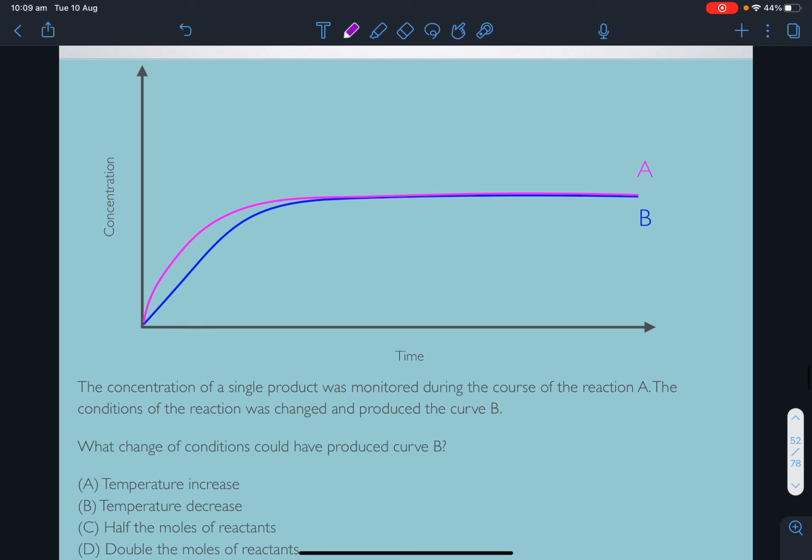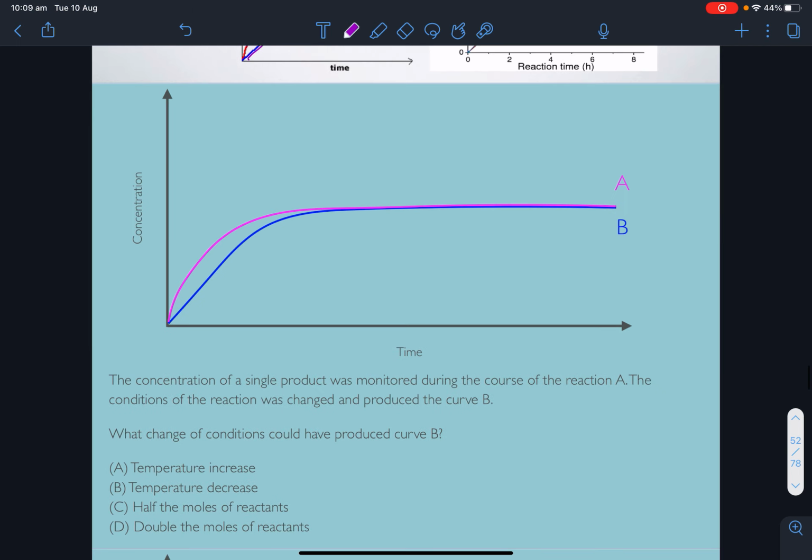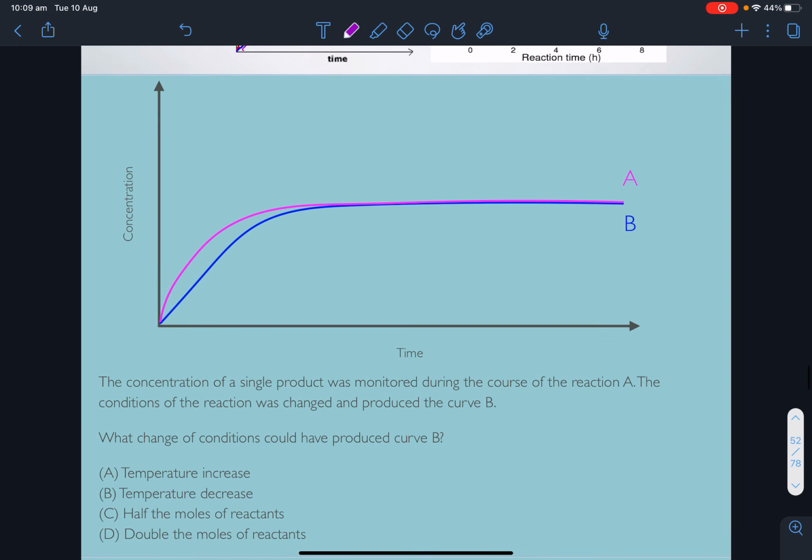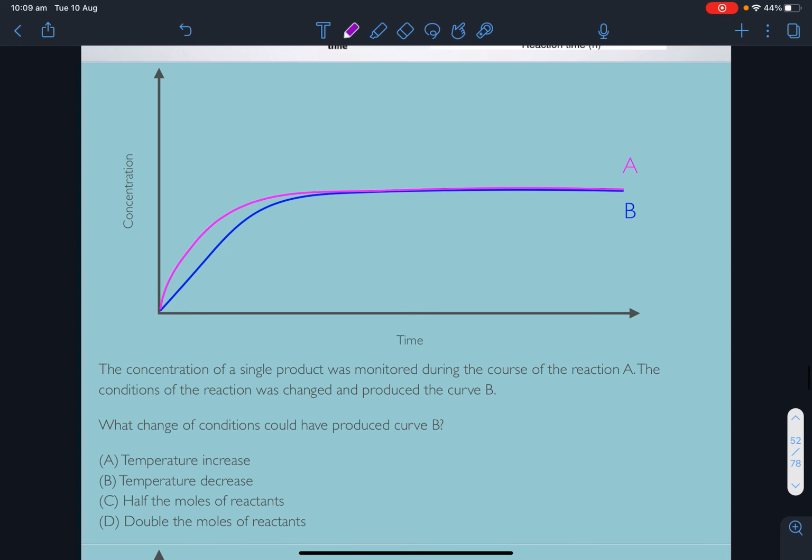All right, let's do some problems. The concentration of a single product was monitored during the course of reaction A. Reaction A is in pink there. Single product, how much was formed over time? The conditions of the reaction were then changed, and we did the same thing and produced curve B. What change of conditions could have produced curve B?